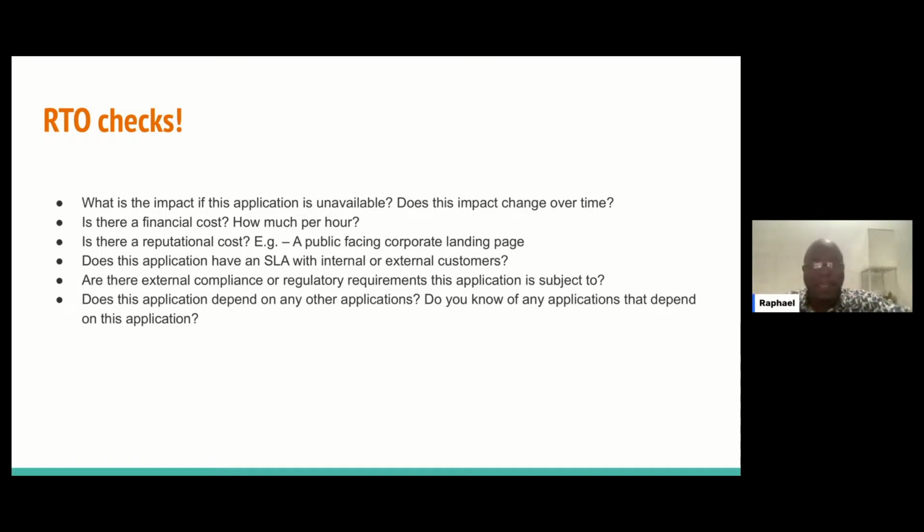So as a cloud engineer, you need to analyze and say, okay, what is the impact if this application really goes off? What are the financial costs per hour? Or does this application have an SLA internal to customers? Are there any compliance or regulatory things that we're supposed to look at? So those are the checks that you're supposed to make for your recovery time objective.